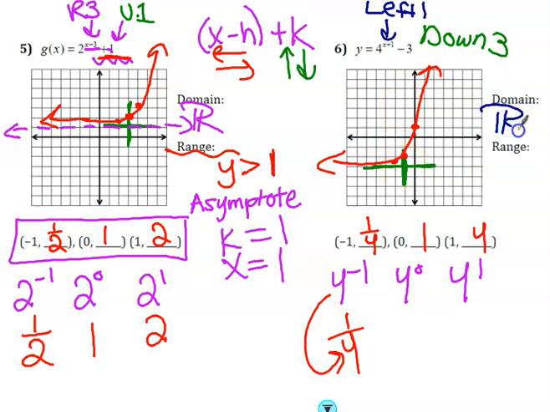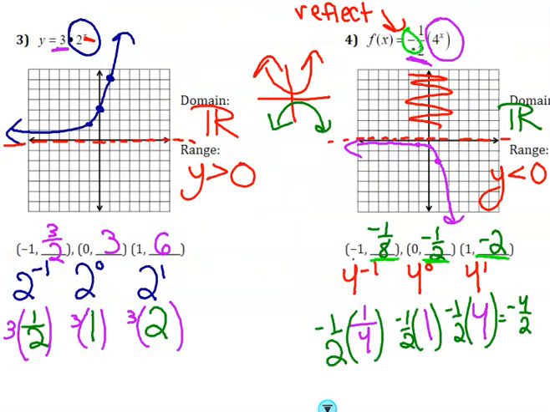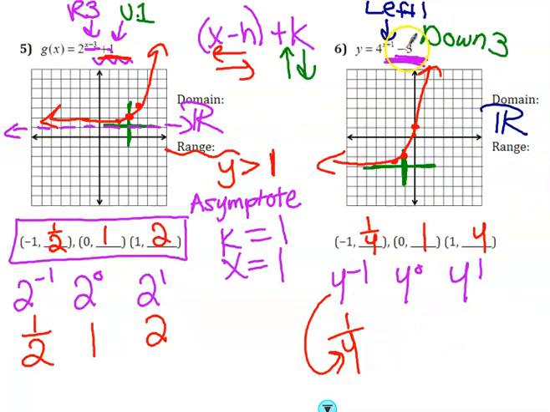Domain is all real numbers. Again, let's think about the range. The range is the K. And there was nothing there for these, that's why it was 0. There was no plus or minus. This one is minus 3. So your asymptote is negative 3. So it cannot cross this. It moved the whole thing down, so it also moved the range down. So range is y is greater than negative 3. It's everything above negative 3. So that's your starting point, and then you went above it.